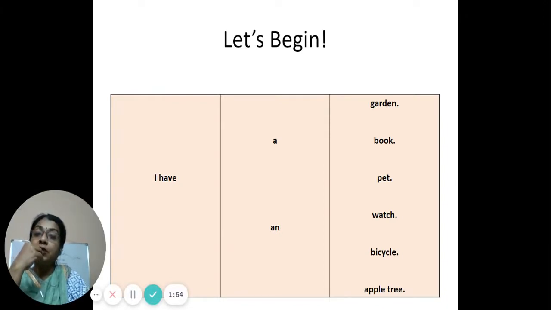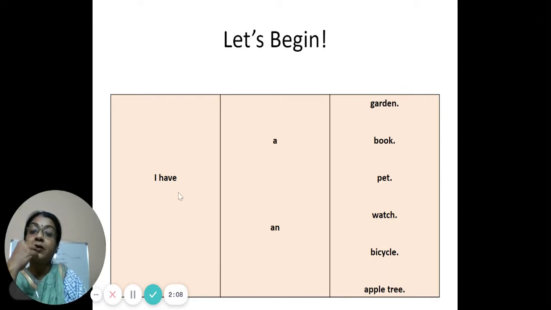Here is a substitution table. Before you start with this activity, first divide the students into group of 6. In each group, there should be 6 members and ask each of them to frame sentences. For example, I have a garden, I have a book, I have a pet, I have a watch, I have a bicycle, I have an apple tree. So students can randomly frame sentences using any object of their wish.